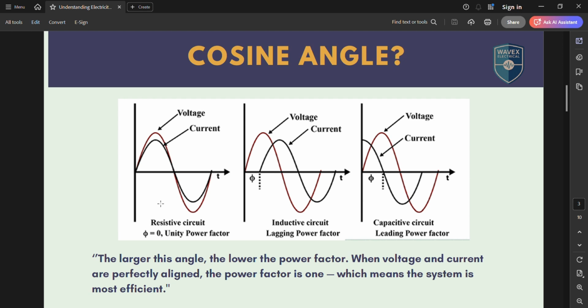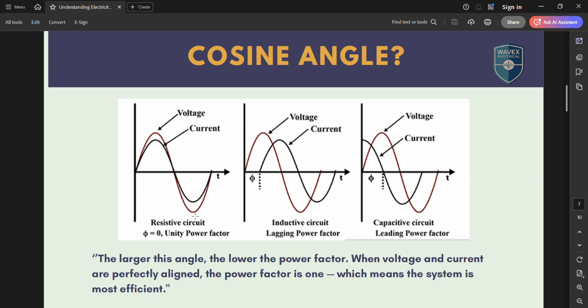So that is why they are called in phase. Both the voltage and current waveforms are in phase, and this is an ideal case. This is called power factor equal to 1. When the power factor is equal to 1, the voltage and current waveforms are in phase. This is actually an ideal case.